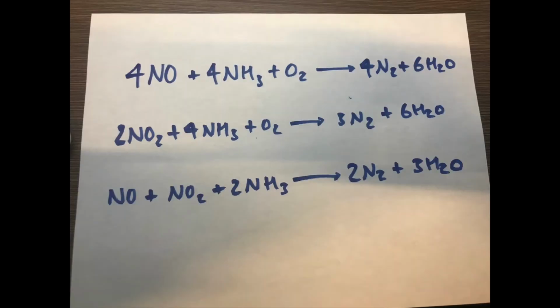The reactions are 4NO plus 4NH3 plus O2 is converted to 4N2 plus 6H2O, NO2 plus 4NH3 plus O2 to 3N2 plus 6H2O, and then finally NO plus NO2 plus 2NH3 gives us 2N2 plus 3H2O.